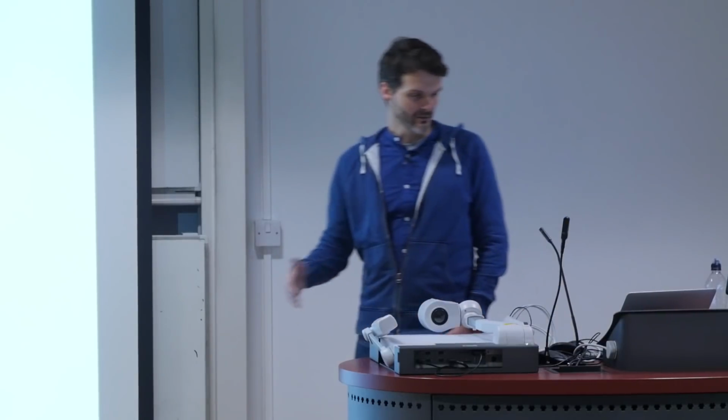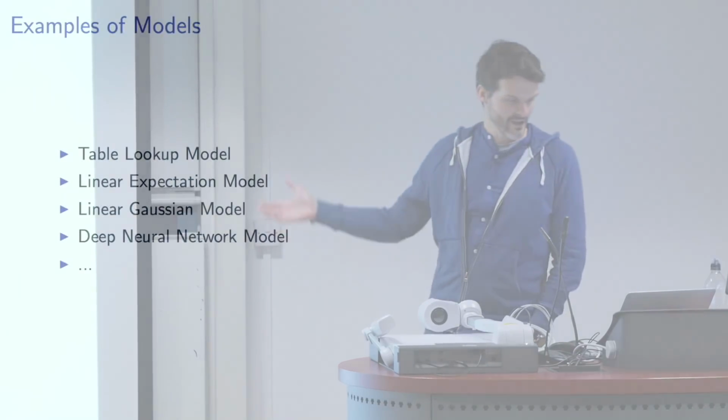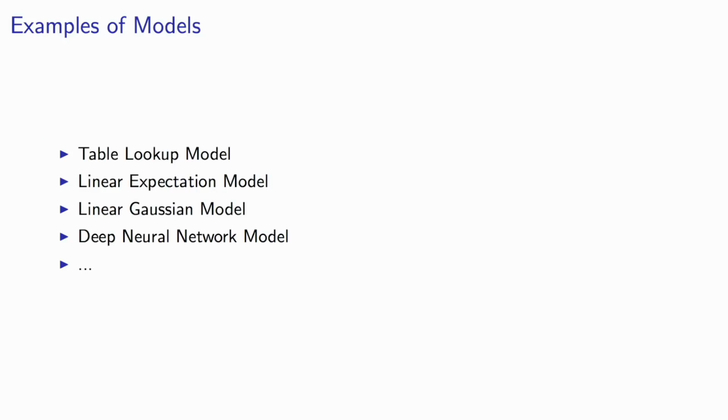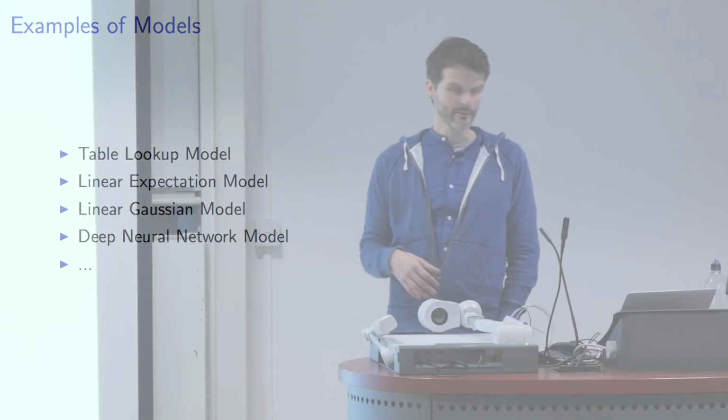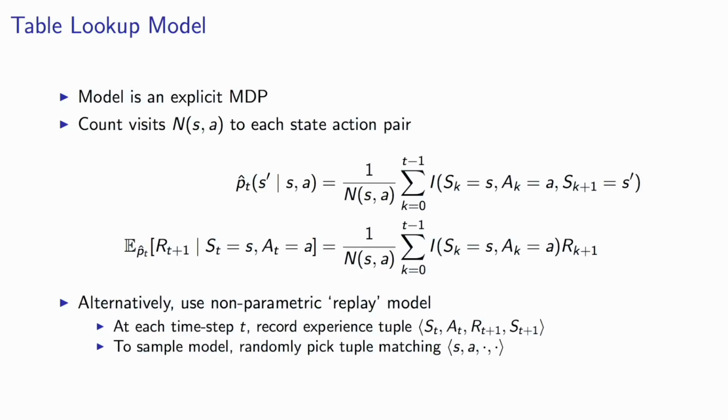Now, I wanted to talk a little bit more about how you can then represent these. Well, I've mentioned a few of these already, but let's look a little bit more in detail at, for instance, whether you use a table lookup, which is of course only useful or possible in small problems, whether you use linear models or whether you use a deep neural network. And specifically, just to be also very concrete about what we're doing, let's look at the table lookup case. So in this case, the model is an explicit, finite Markov decision process.